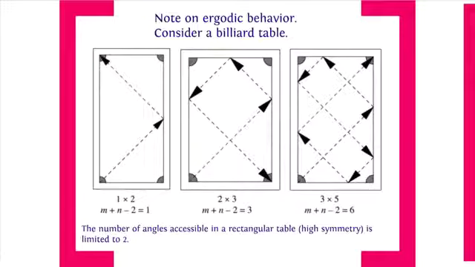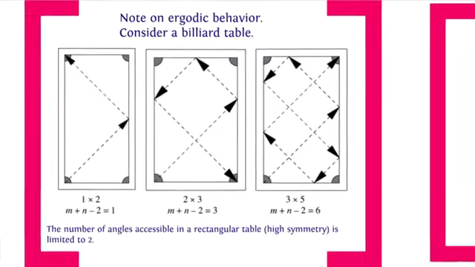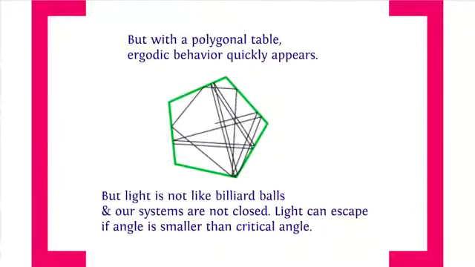Of course, the light is very different from billiard balls, primarily because you can have escape, right? Light can escape. It's not a perfect reflector, this film here. Even if you randomize it, if it can come in, it can also go out. So it's not a fully exact analogy. The qualitative conclusion we can draw is that if you can make it a polygon on the table, ergodic behavior can happen very, very quickly.